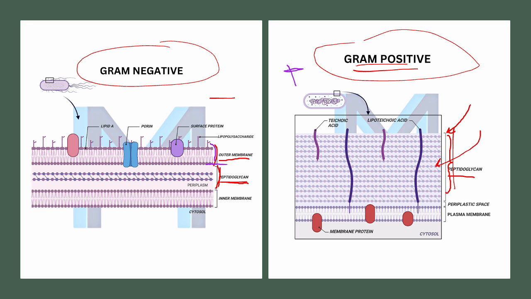There we go. So that's two main things. The cell wall structure is different, right? One has an outer membrane, the other one doesn't. One has a thick peptidoglycan layer, the other one doesn't. One turns purple during staining, the other one doesn't.